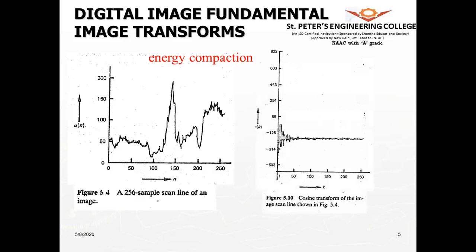Now when we say energy compaction, here is the graph. In the second graph we see that the energy is concentrated in a lower number of pixels, and as we proceed to the higher pixels, up to 250, they all have a smaller amount of energy. This is what we call energy compaction.